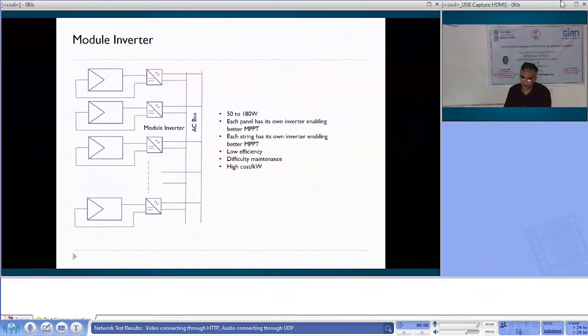Each cell has its own MPPT. Right. Like each panel has its own MPPT. If you have two panels, then the combined MPPT is different. Combined power is different. Yeah, and then you have the bypass diode. If you have a shadow effect, then you have to bypass some panels from the system. Shading effect is there. So this is your MPPT.